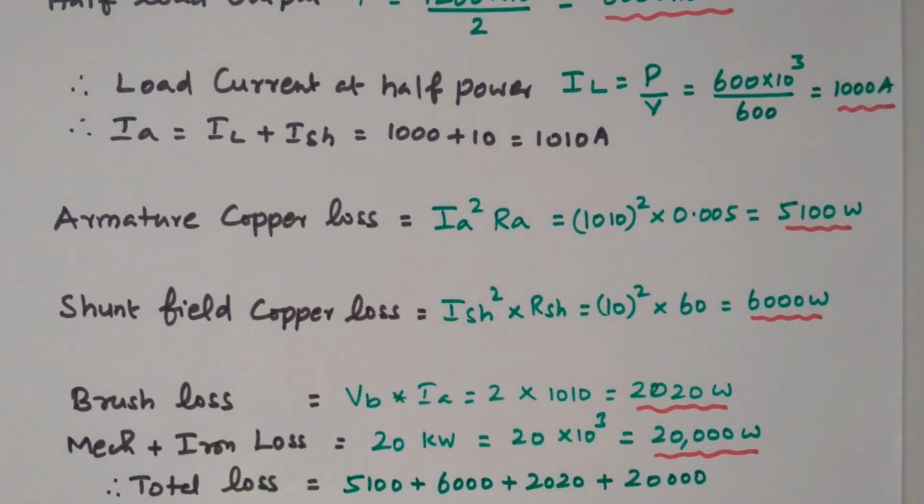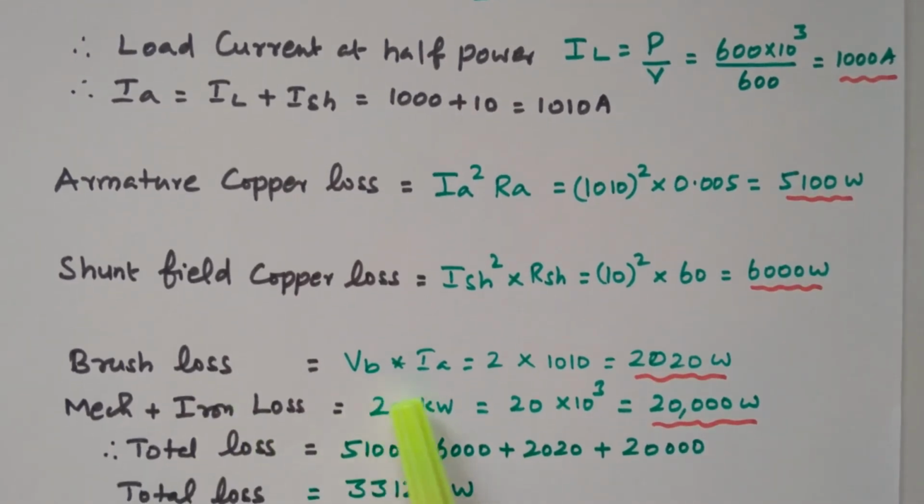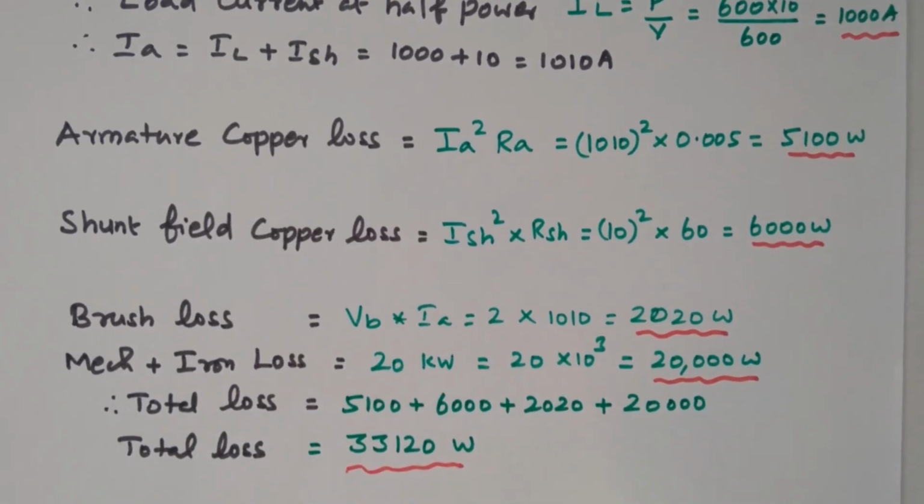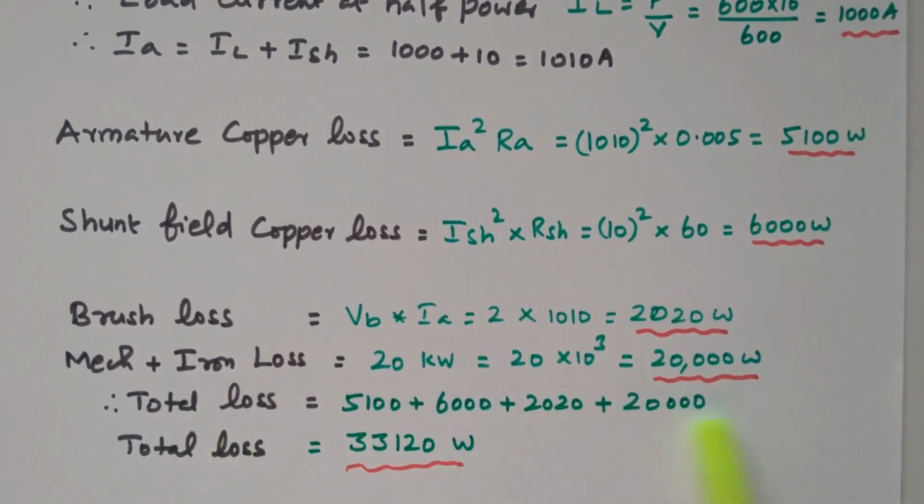Then the brush loss, that is VB into IA. So this is variable. The IA value is now reduced. So 2 into 1010, that is 2020 watts. Then mechanical and iron loss is already given, 20 kilowatt. So this is almost constant, it will not vary with the load. So 20,000 watts.